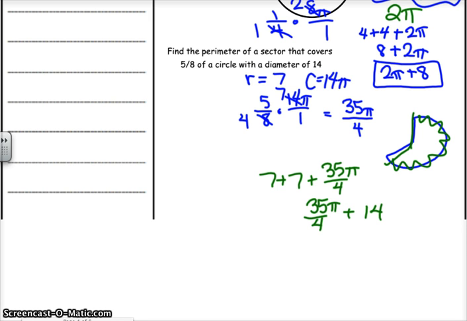I think that's it, because the next page is sector area, correct? So we're going to practice this.